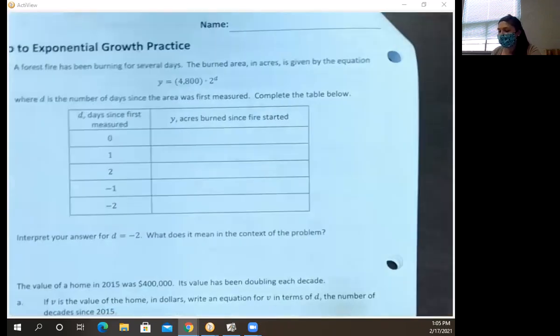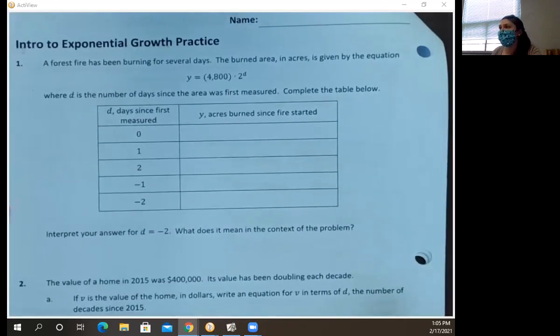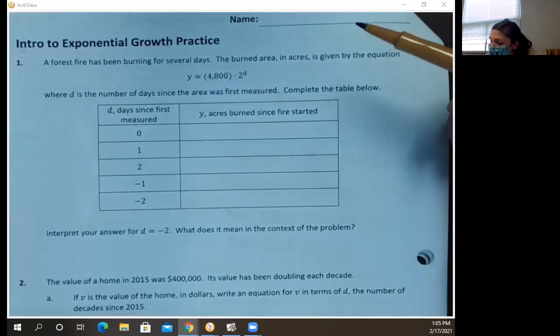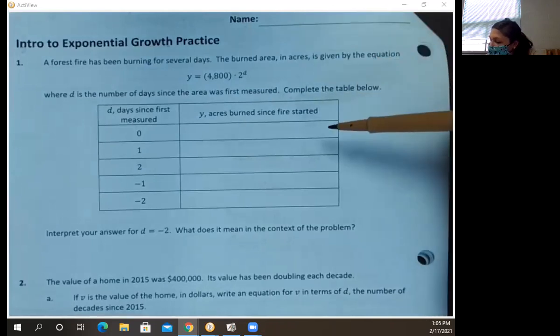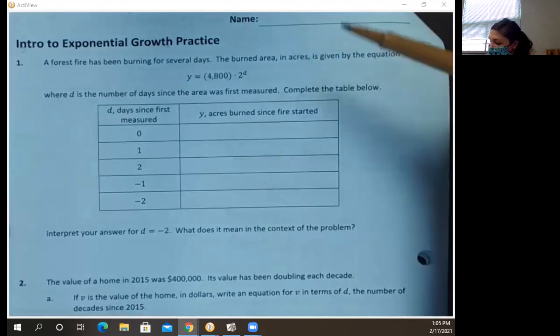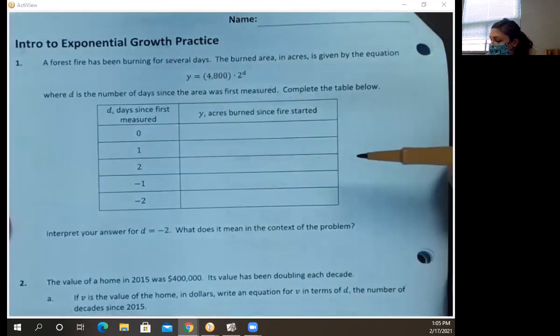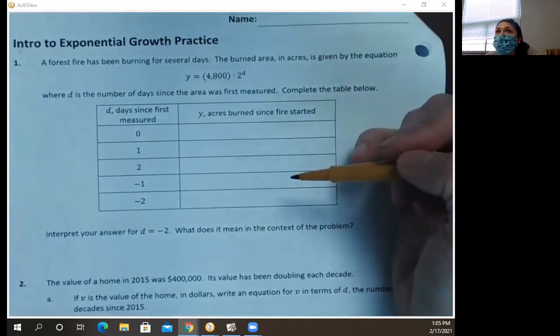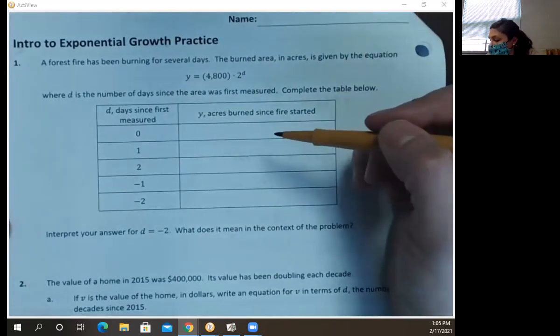And on page 6, this time they've given us the function to start. A forest fire has been burning for several days. The burned area in acres is given by this equation, where d is the number of days since the area was first measured. Complete the table below. Now we wrote the equation last time. This time they've given it to us.